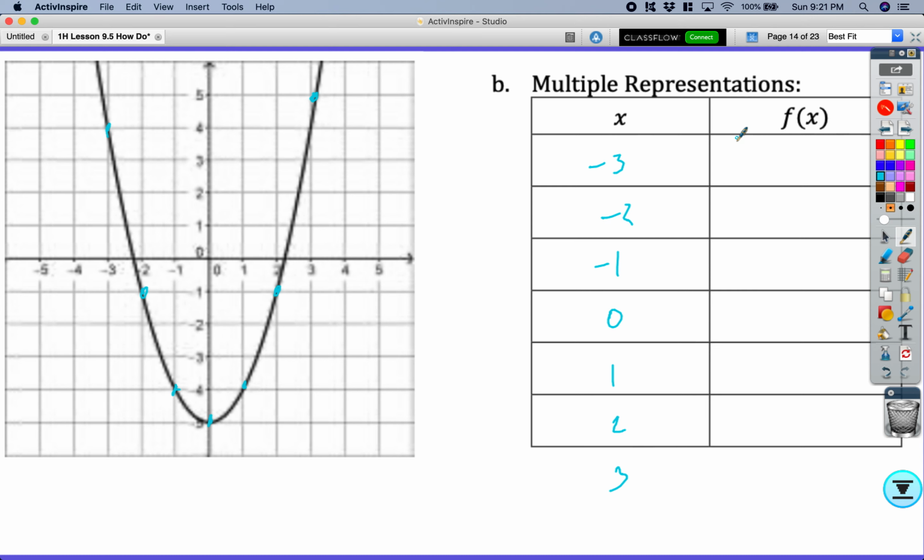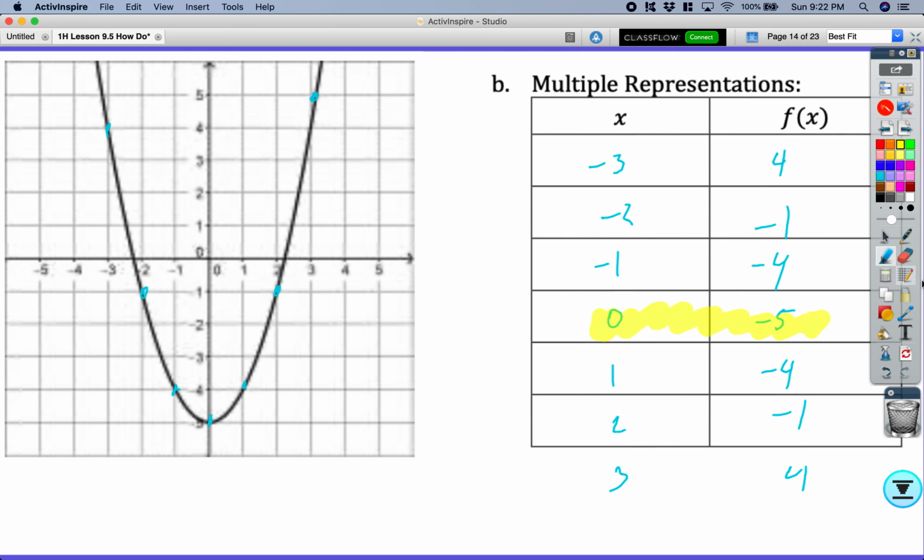So then when I go ahead and label the corresponding values, when I plugged in -3, I had an answer of 4, -1. When I had -1, I had -4, -5, -4, -1, and 4. So here's my table. From this multiple representation, you can tell that this has symmetry, which exponential does not, which linear does not.